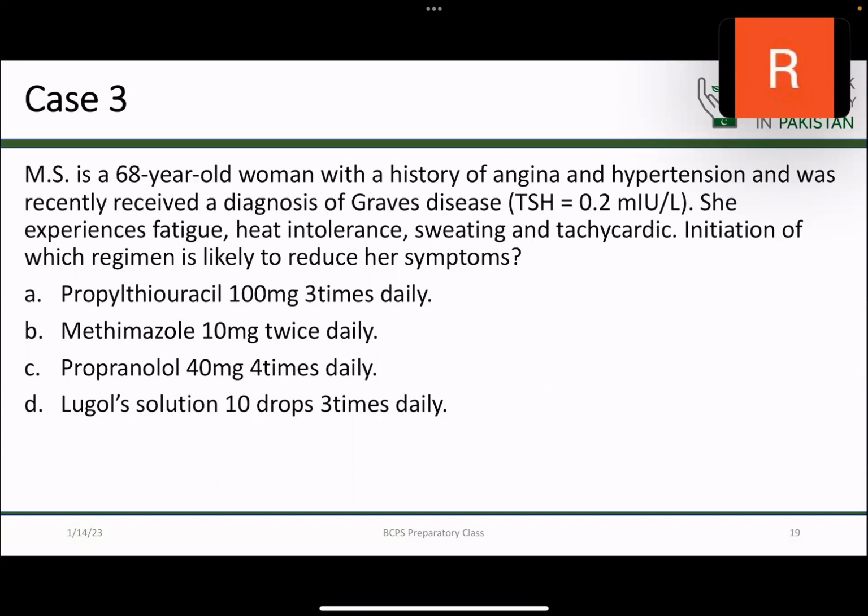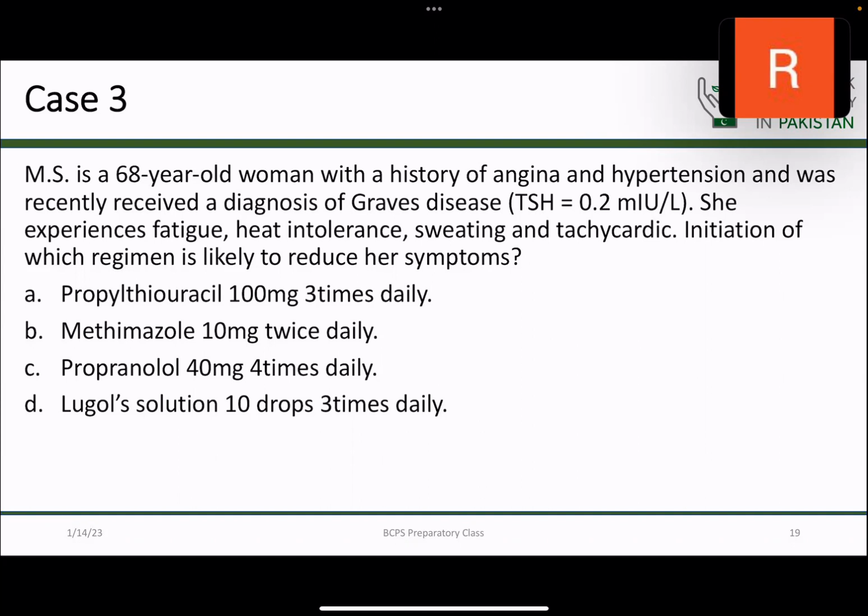That's it. All right. So there is another patient, a 68-year-old woman with a history of angina and hypertension, who recently received a diagnosis of Graves' disease. TSH is 0.2. She experiences fatigue, heat intolerance, sweating, and tachycardia. Initiation of which regimen is likely to reduce her symptoms?